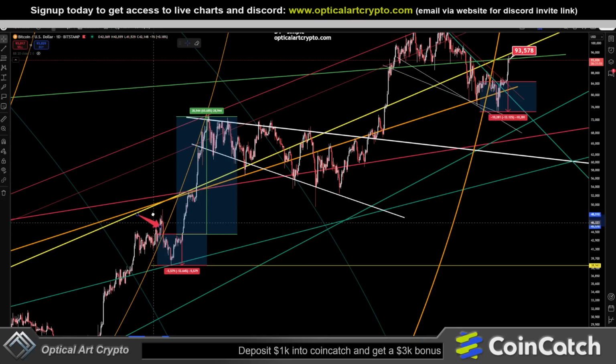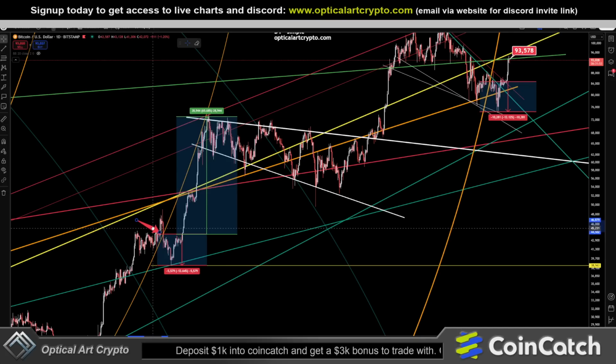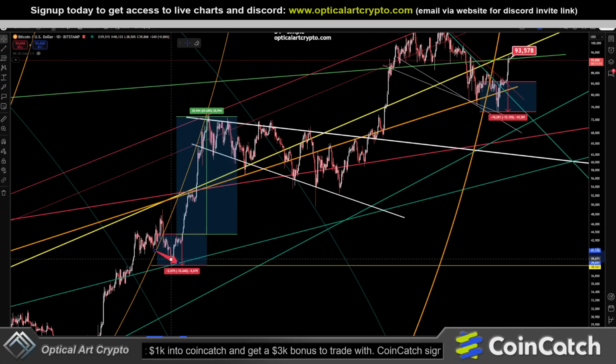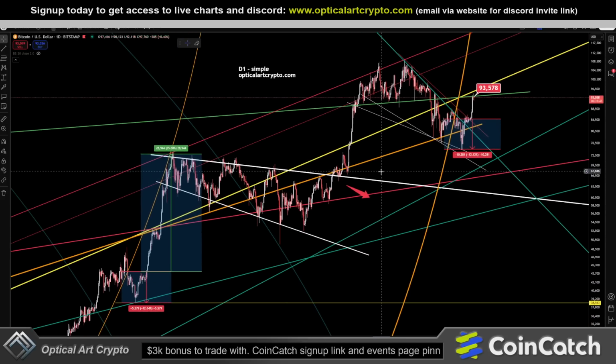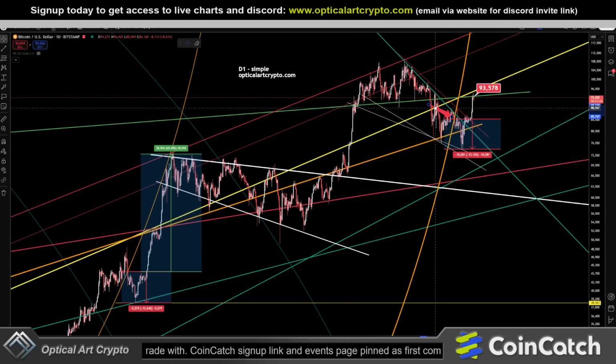So notice back here, you see this red arrow? When we broke this orange ring, we dropped a total of 12.64%. And if you take note, when we broke this orange ring here, we dropped almost the same amount, a little over 12%. And then we pushed up, and we're testing a critical resistance level now.